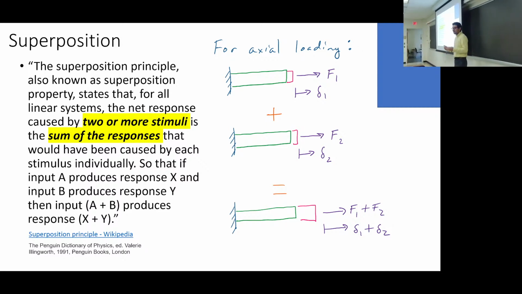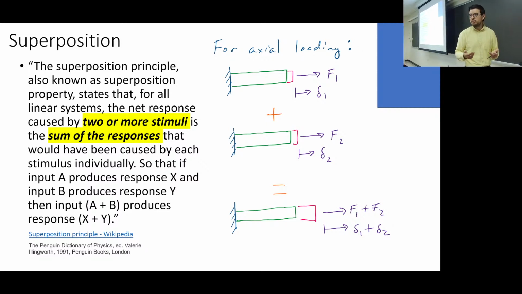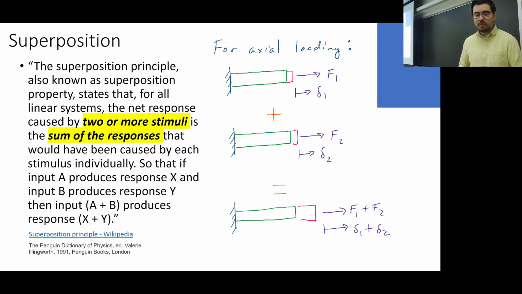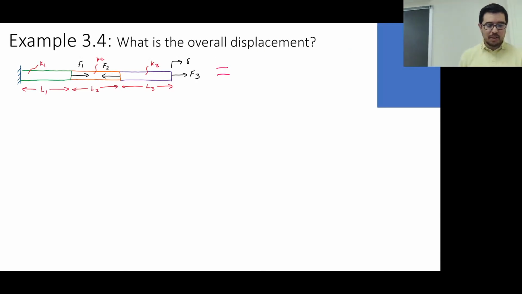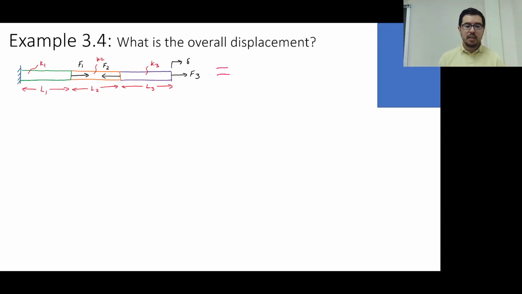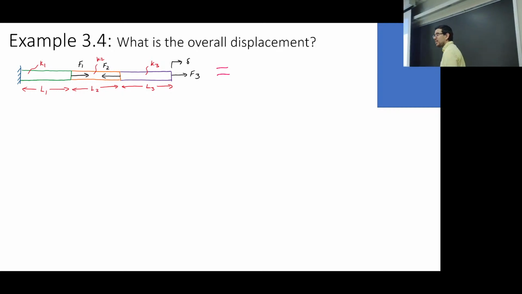That's the position. So here we go. If I've got a bar, apply F1, I get delta 1. If I have another bar, I apply F2, I get delta 2. If I apply F1 plus F2, I get delta 1 plus delta 2. Okay, pretty straightforward. Now, we're going to have some fun though with this. This is not as straightforward.